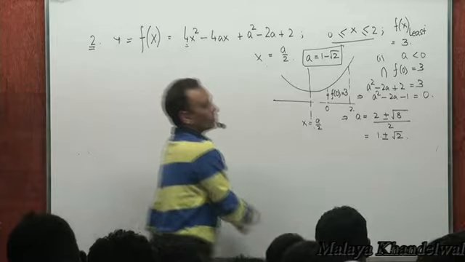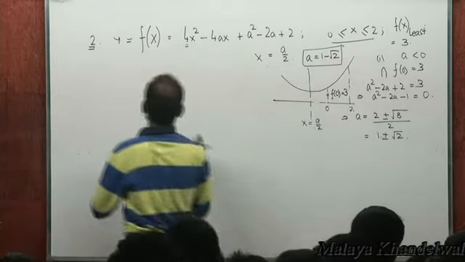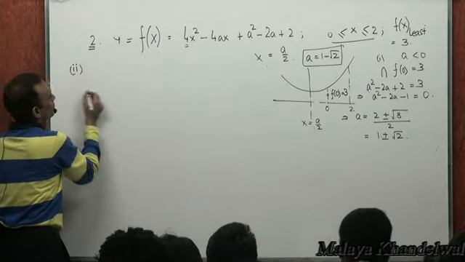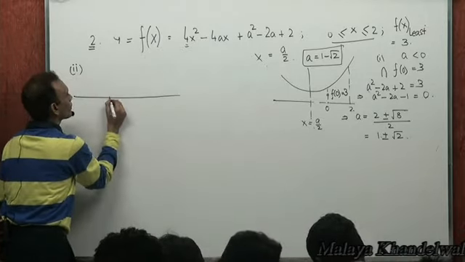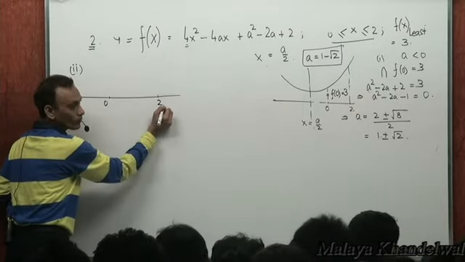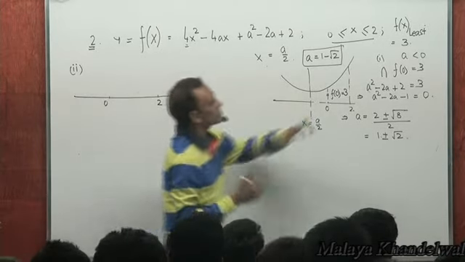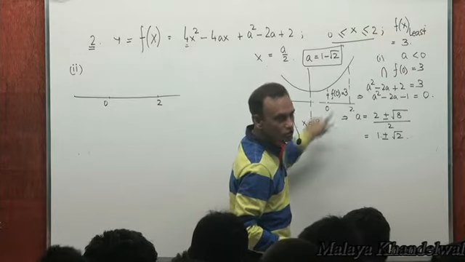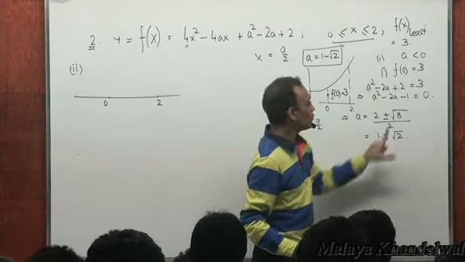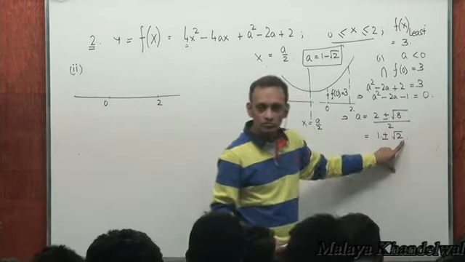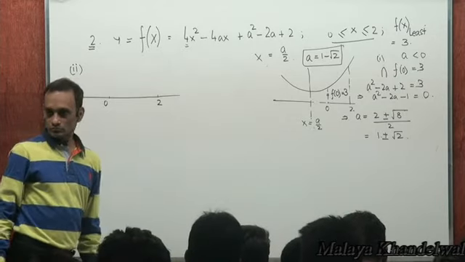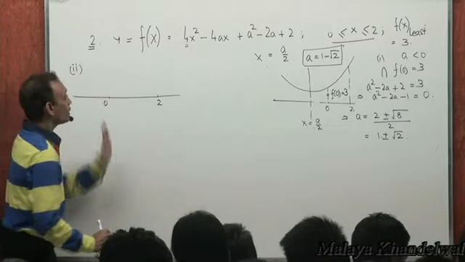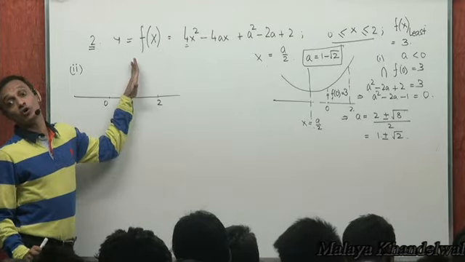Case 2. Because if the axis of symmetry is to the left of 0, then A by 2 must be less than 0. So A has to be less than 0. So 1 plus root 2 is greater than 0. Therefore 1 plus root 2 is not accepted. Right?